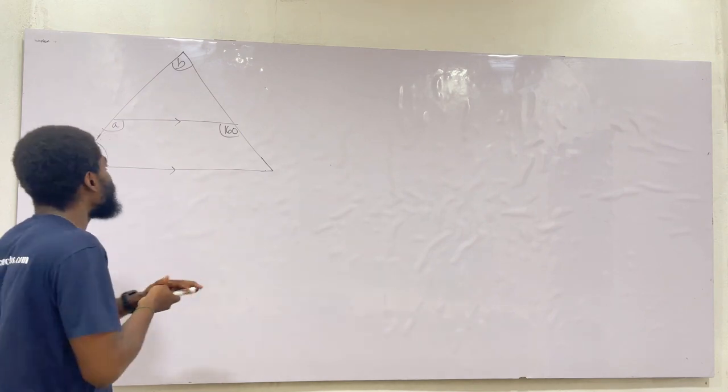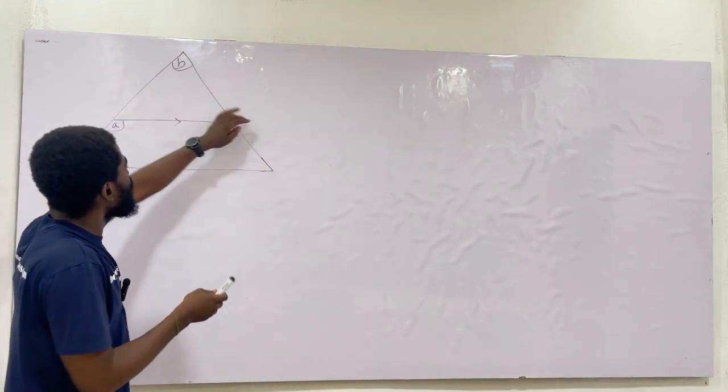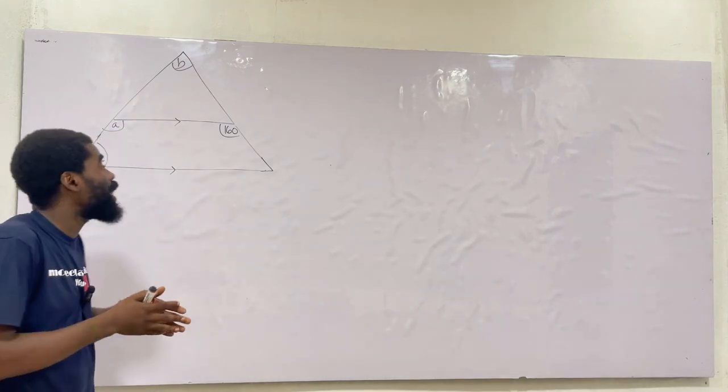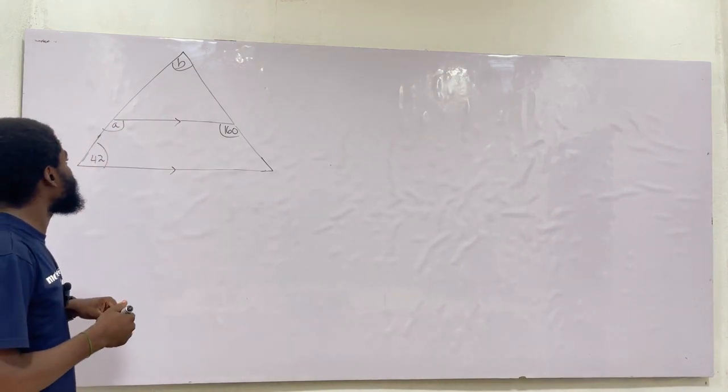What are the shapes I have? I can see a triangle, and I can also see two parallel lines. Oh, that means I can apply parallel lines. Also apply what? Triangles. Good.